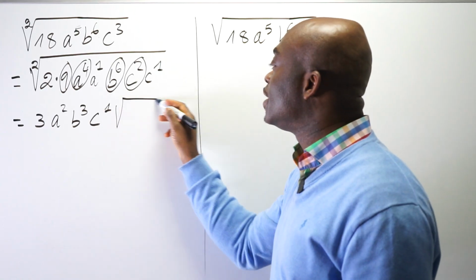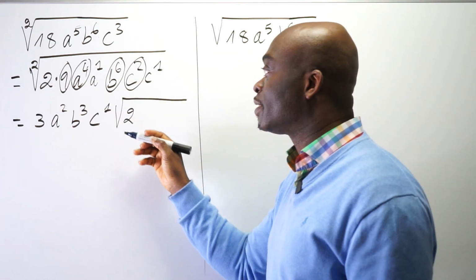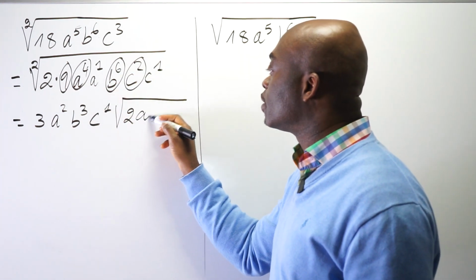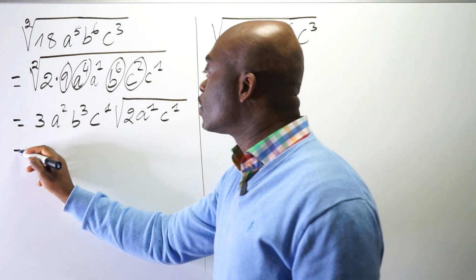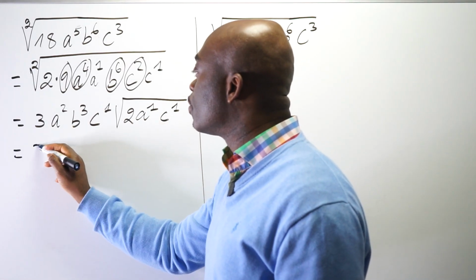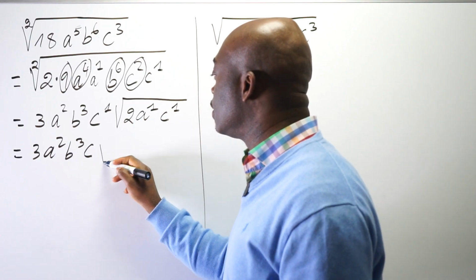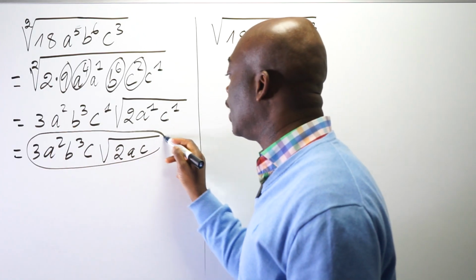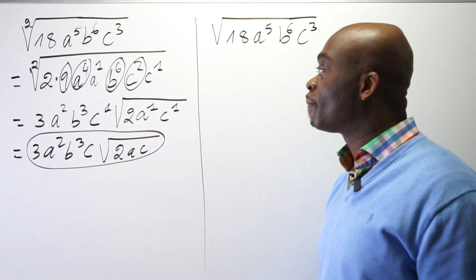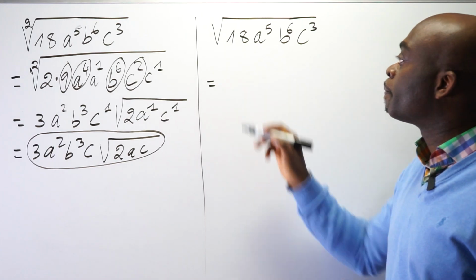So anything that is not a perfect square stays under. That means what? 2 is not a perfect square, it stays under. a1 stays under, c1 stays under. So we go, and then we say 3, a to the 2nd, b to the 3rd, then c, square root of what? 2ac. Ladies and gentlemen, we are now finished with this one. Okay, so that's the first method here. Second method, let's go for it.